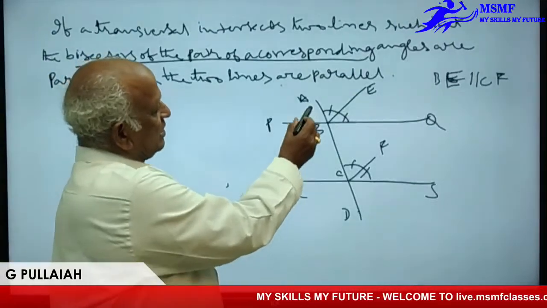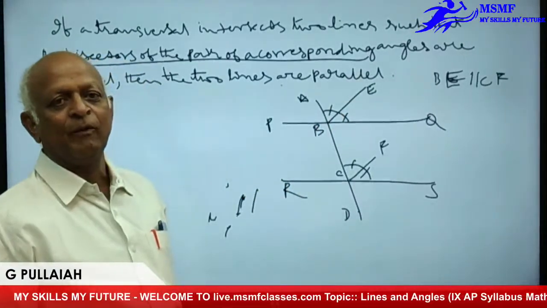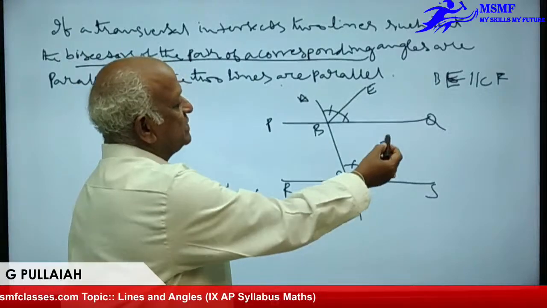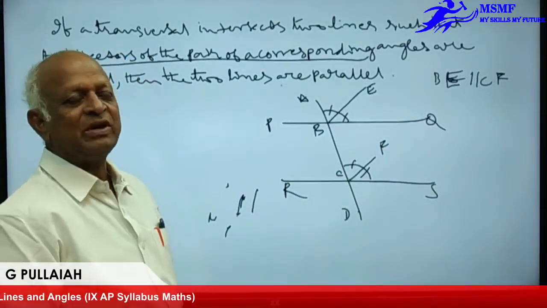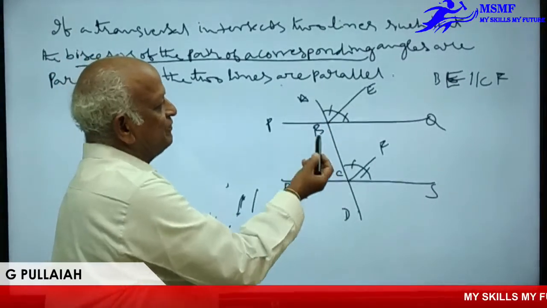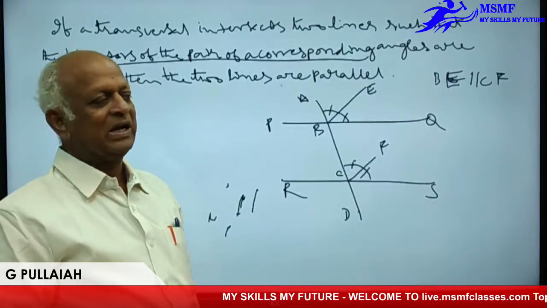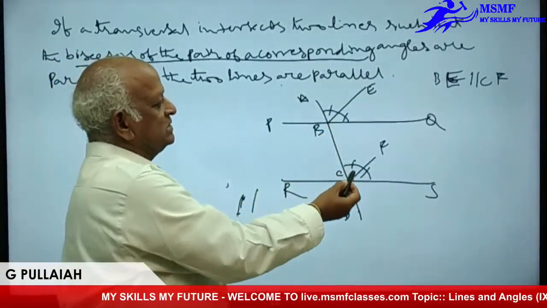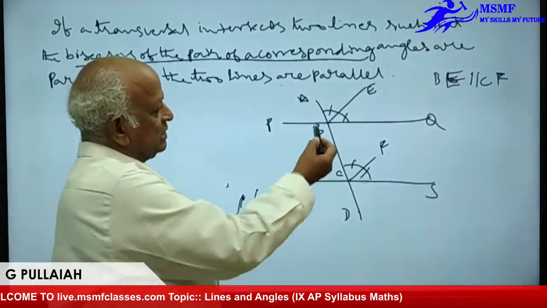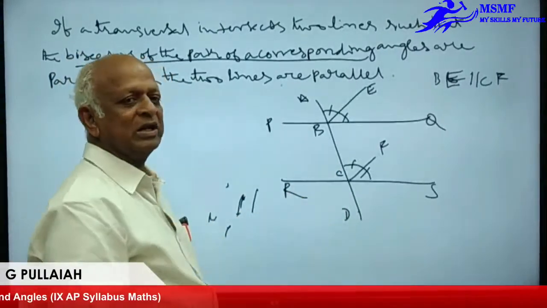So what is the bisector of angle ABQ? BE is the bisector of ABQ. What is the bisector of angle BCS? CF is the bisector. What is given? These two bisectors, BE and CF, are parallel. Now what do we have to prove? We have to prove that these two lines are parallel, I mean PQ is parallel to RS.